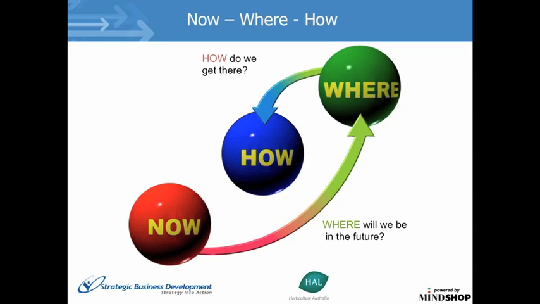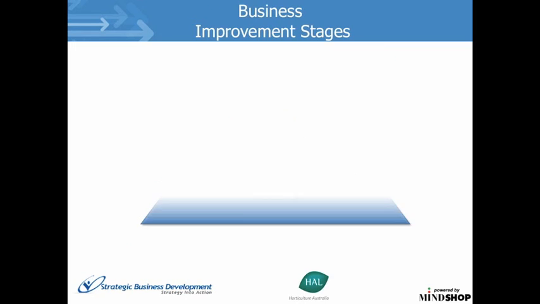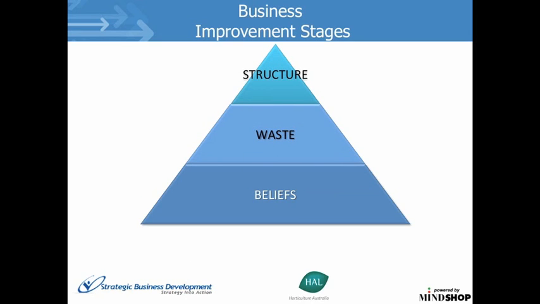You'll find the Now Where How model sits behind a lot of good problem solving and planning tools, and a lot of the Mindshot tools that we're going to discuss as part of the Horticulture Next Generation program. The second concept that we talked about was business improvement stages, and how there are 3 stages.